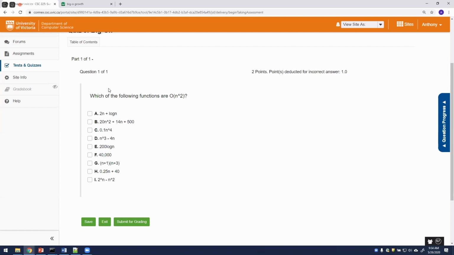Yeah, so typically, we will want to find the smallest bound possible. Otherwise, we could say everything is big O of n to the n or something like that.